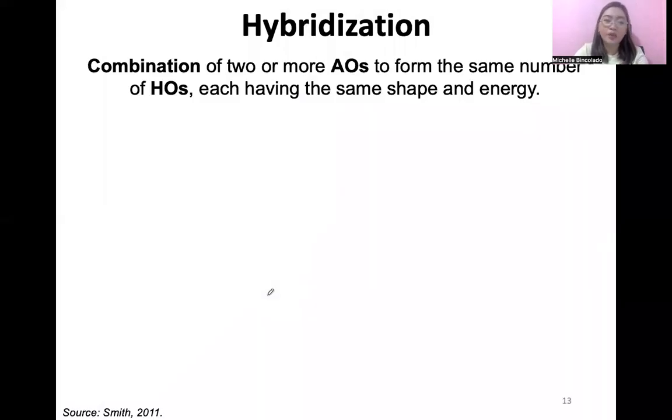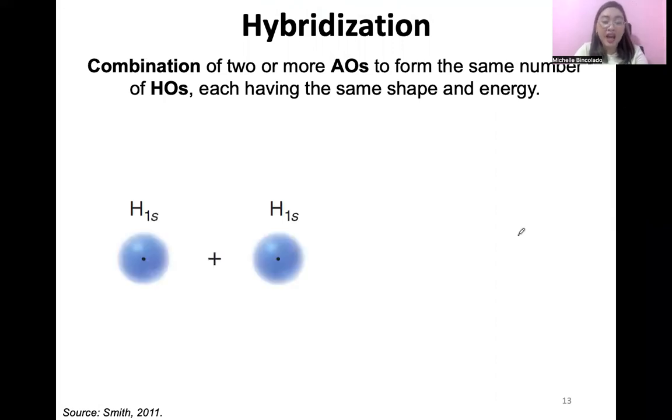Okay, now let's define hybridization. It's the combination of 2 or more atomic orbitals to form the same number of hybrid orbitals, each having the same shape and energy. So here, guys, is an example of the combination of atomic orbitals. Let's have here hydrogen. Hydrogen, we write it as H2 because we know that hydrogen is diatomic. So the question in your mind: how do hydrogen atoms combine and form the H2 molecule?